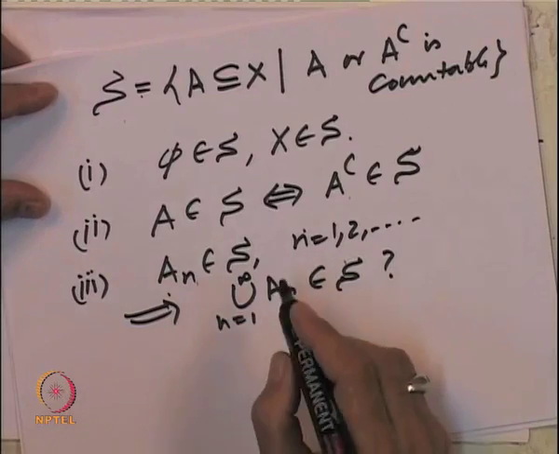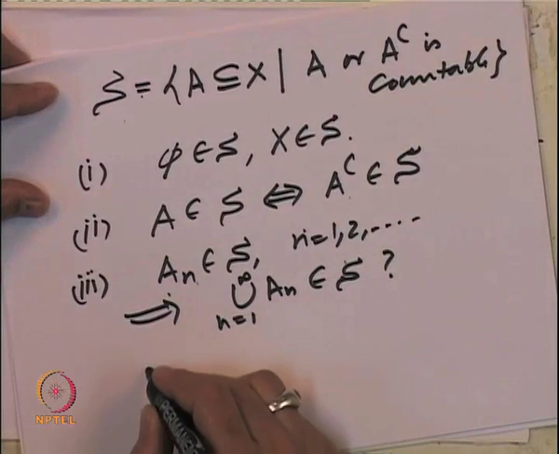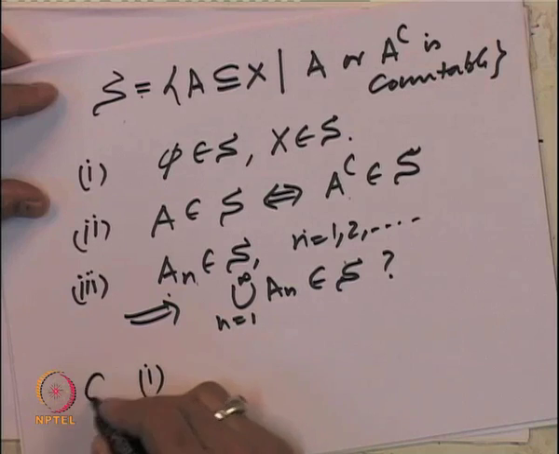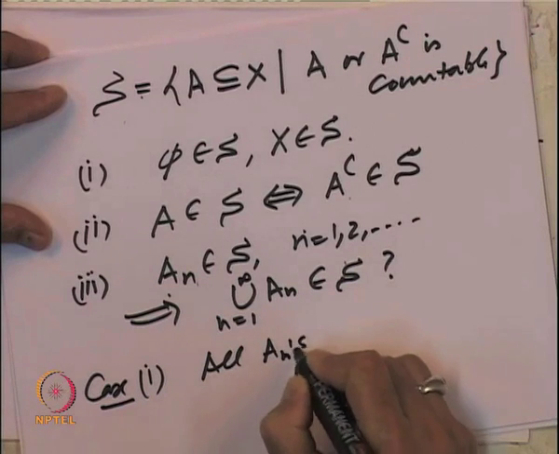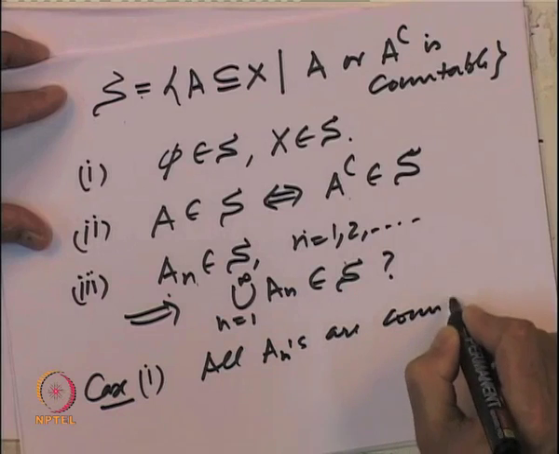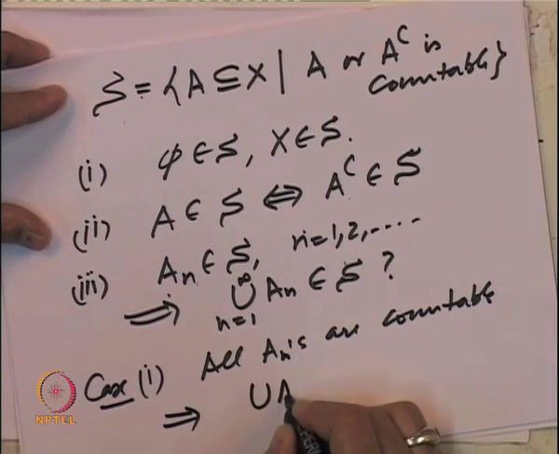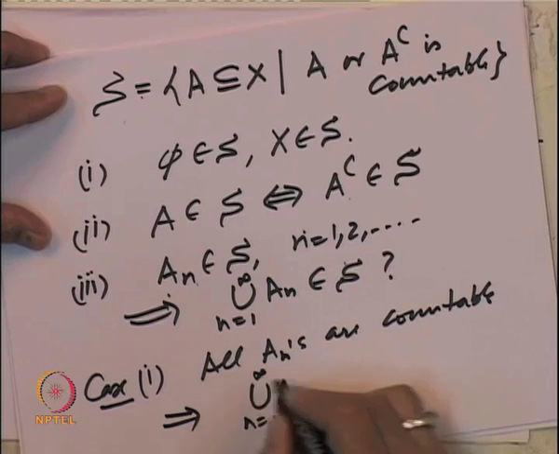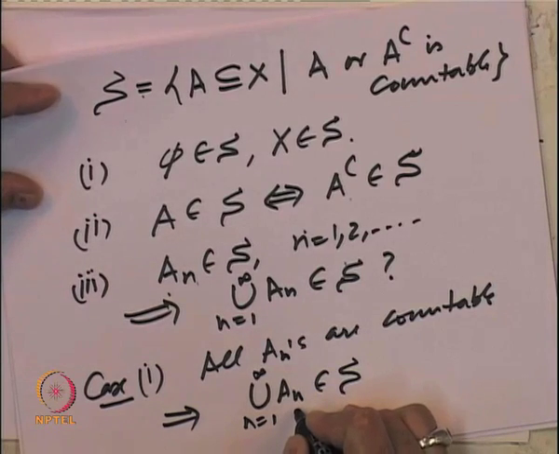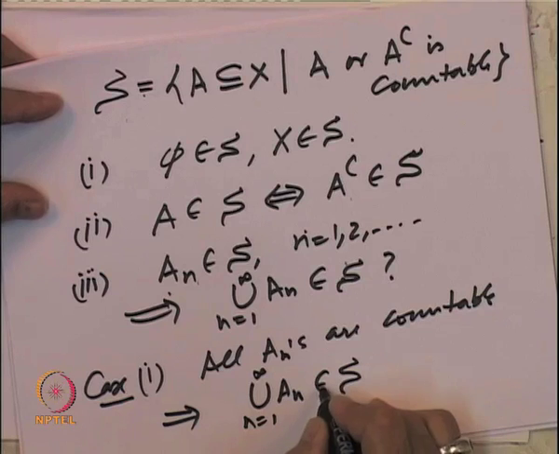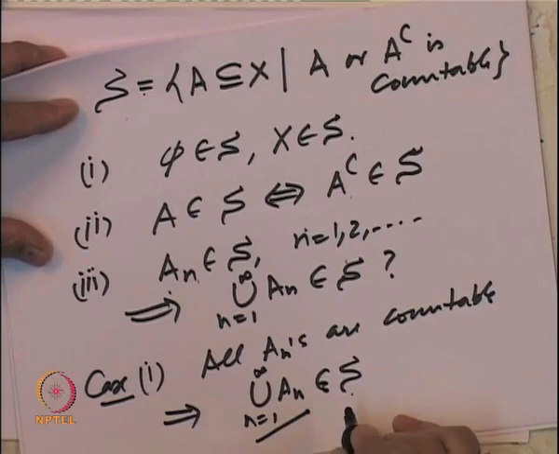So, obviously, like in the case of finite and complement finite, we have to divide it into cases. The first case is, so case 1, all A i's or all A n's are countable, but that will imply that union of A n's is also countable and hence belongs to S. Why is union of A n's countable? Because countable union of countable sets is countable, that is a set theory property. So, this set is countable, so it belongs to S.